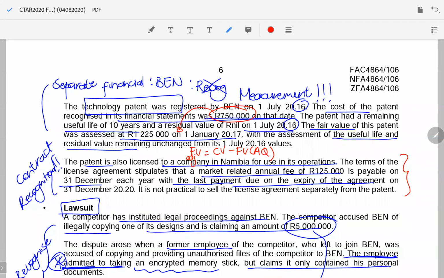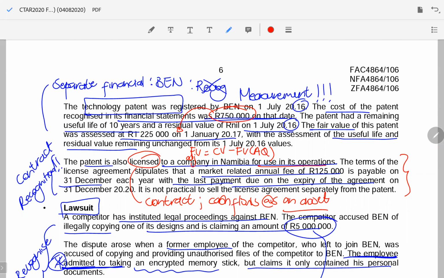What are they saying? They say the patent is also licensed to a company for use in its operation. Do you agree that the license is a contract? Does that make sense? And if the license is a contract, it means that we need to make sure that we recognize these cash flows as an asset. So that is what we are saying here.